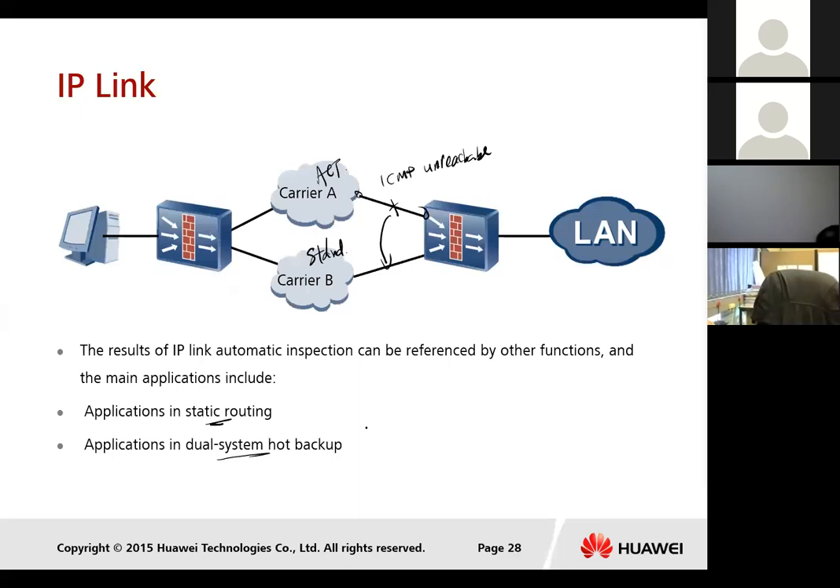By using the dual system hot backup, in this case they are using VRRP to detect whether the link goes up or goes down. When the traffic goes across the green line and I find that the connection goes down, they will shift automatically to the backup connection. This is the IP link itself, how it performs the automatic inspection to detect whether my destination host is reachable or unreachable.